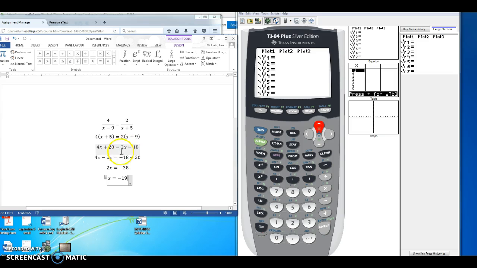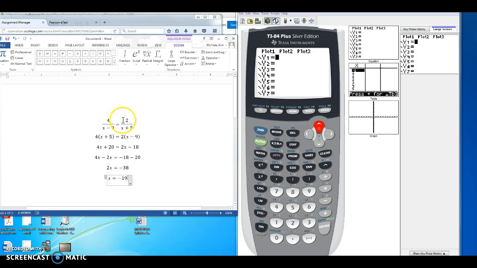Then I'm going to subtract 2x from both sides to get all my x variables on the left side, and I'm going to subtract 20 from both sides to get my constants on the other side. Once I do that, I'm able to add like terms. In this case, 4x minus 2x will give me 2x, and negative 18 minus 20 will give me negative 38. My last step is to get x all by itself. It's right now multiplied by a 2, so I'm going to divide both sides of this equation by 2, and I'll get a solution of negative 19.